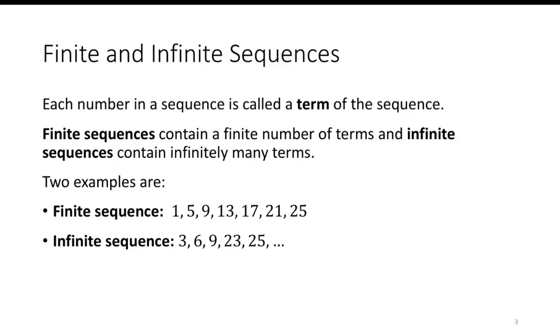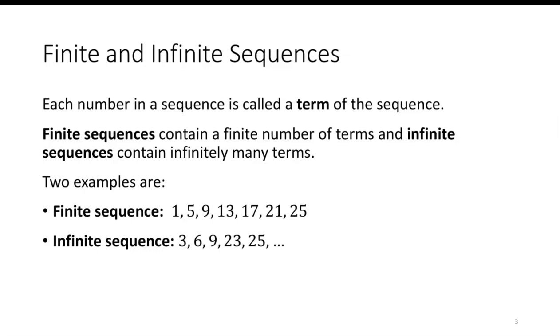Each of those numbers is called a term of the sequence, and sequences come in two varieties. A finite sequence has a finite number of terms. An infinite sequence has an infinite number of terms. And you can see a couple of examples here.